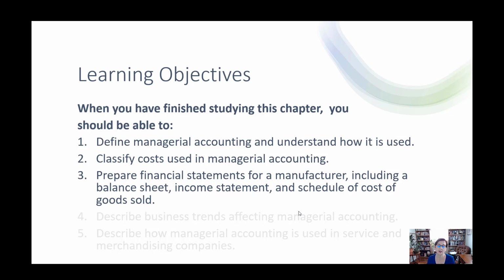So the 3 objectives we're going to take a look at are, what is managerial accounting? How does it differ from financial accounting? Then we're going to take a look at classifying costs in managerial accounting, and classifying costs might seem simple, but we have a lot of different kinds of classifications, and so I'm going to spend the bulk of my time on that. And then finally, we're going to take a look at preparing financial statements for a manufacturing company, including an income statement, a balance sheet, and a schedule of cost of goods sold.